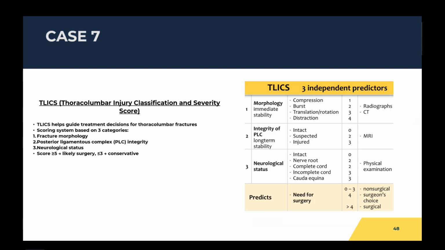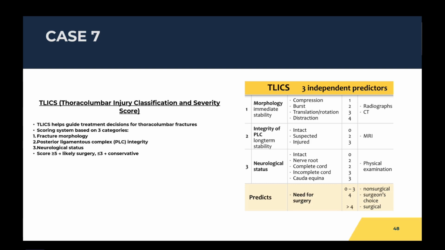So I also want to just briefly talk about TLICS, which stands for Thoracolumbar Injury Classification Severity Score. TLICS is a scoring system that helps to guide treatment decisions for spinal fractures. So it's based on three categories: morphology, the integrity of the posterior ligamentous complex, and the neurological status of the patient.